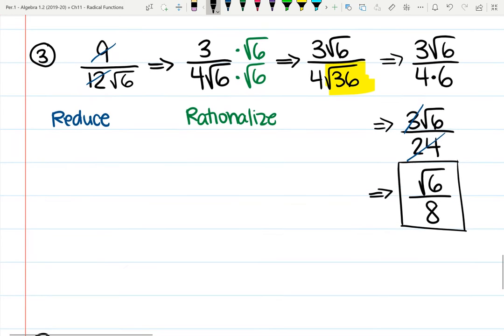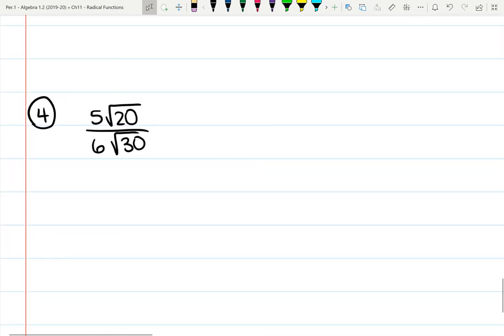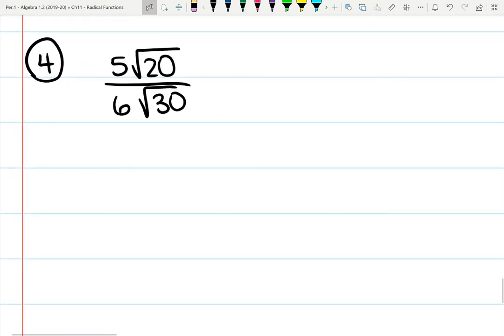All right, on to my last problem here. So keeping organized. One thing that you've noticed since we're working with fractions is always to look to reduce. That helps. That way you don't have to deal with such large numbers. So in this case, I have 5 radical 20 over 6 radical 30. 5 and 6, I can't reduce that. But 20 and 30, I can reduce those. I can reduce that by 10.